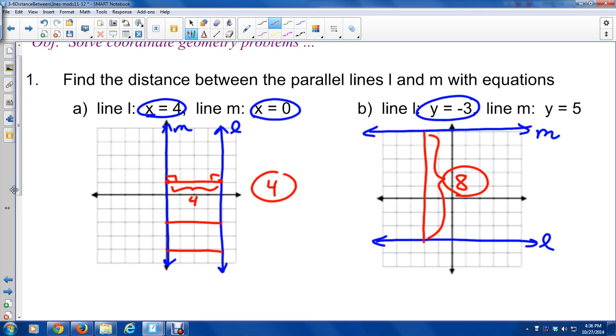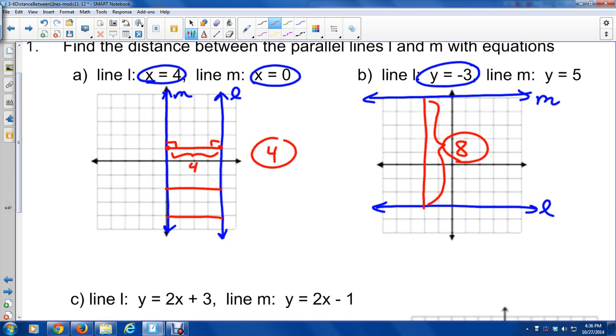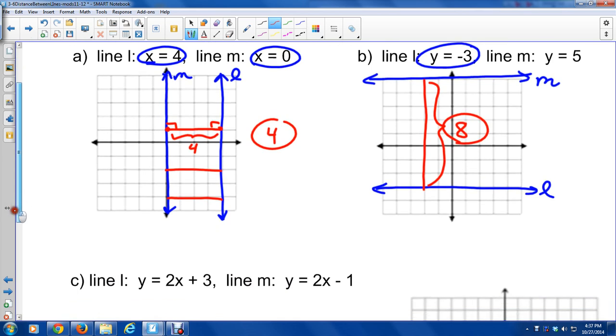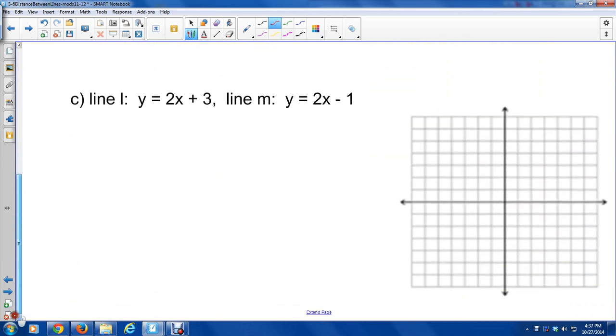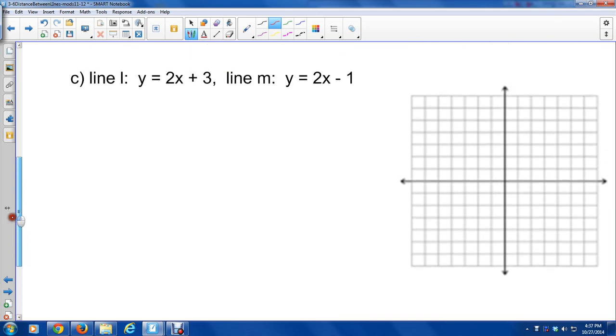But you're probably already guessing it's going to get more complicated when our lines are diagonal in some way in our graph, and we can't just count across or count up and down to get the distance. So that's what we're going to look at in example C. It's going to take a few steps. I'll walk you through it.